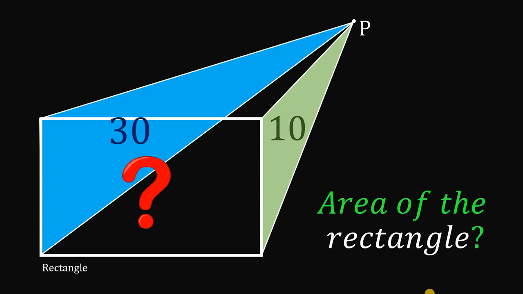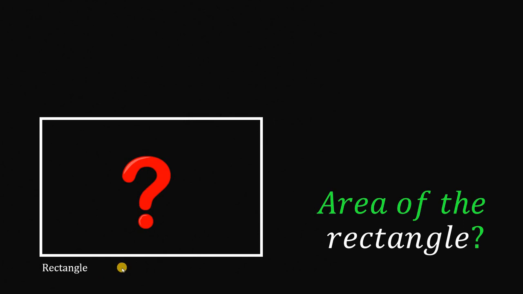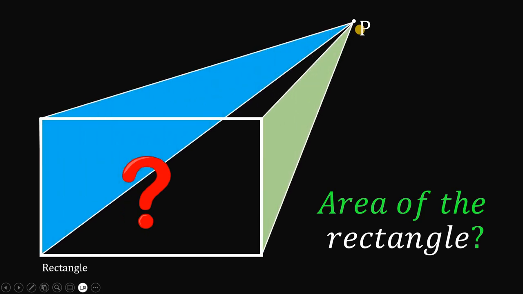Can you solve this geometry challenge? Here's the question. Given this rectangle, draw point P outside of this rectangle, then connect this point P to the vertices of the rectangle, and it creates two triangles.